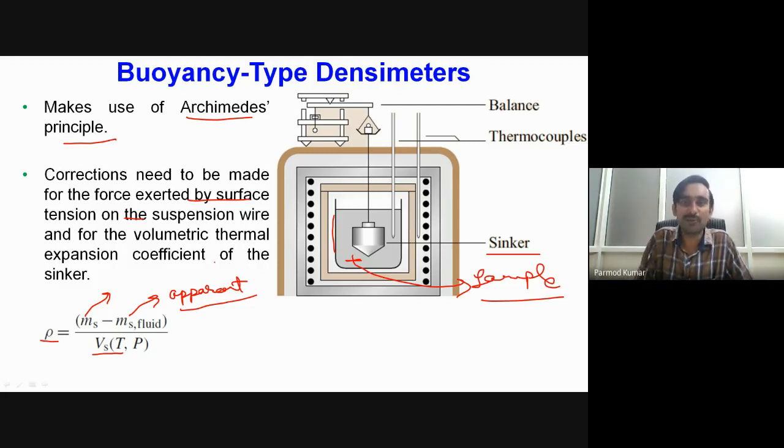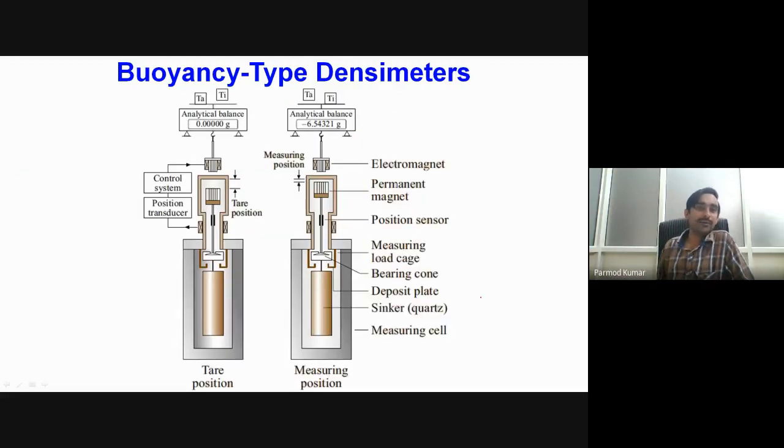Okay. So these buoyancy type density meters are accurate if they are employed with proper care. Then another type of density meter: the principle is buoyancy type only, but the only sophistication is now in suspending the sinker weight over here. This is our sinker weight, and this is our measuring cell where the liquid sample is poured. For suspending the sinker, we are having a magnetic coil based controller arrangement instead of a normal thread like mechanical arrangement.